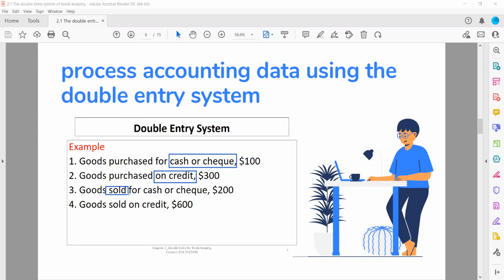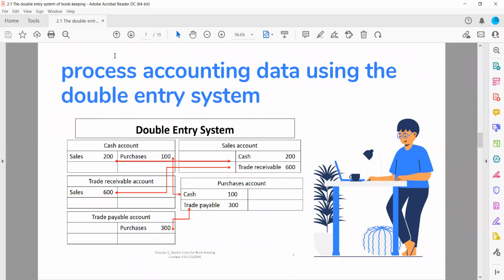Goods sold. Sold means giving out in order to get the money in. So this is cash received or bank account received. Goods sold means sales account. When we see the words goods sold, it's the sales account in our double entry system. Goods purchased means the purchases account in our double entry system. Goods sold on credit means that we sell to somebody, but we don't get the money immediately.